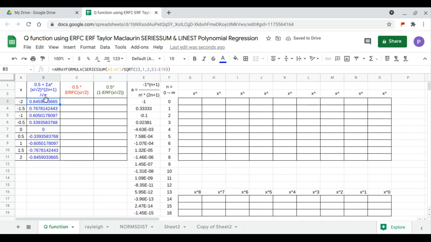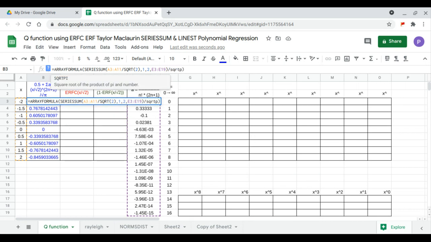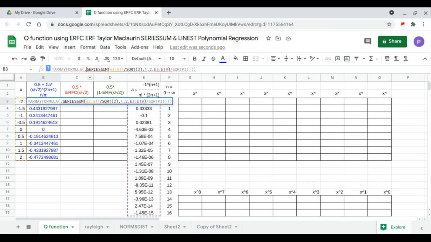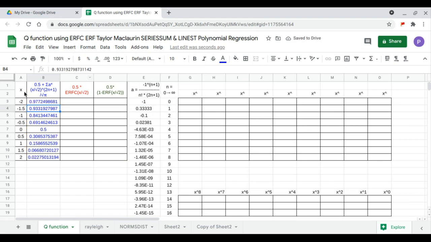And we factor in square root of pi. So the whole series sum expression is divided by square root of pi. And we add 0.5 to the series sum. So 0.5 plus series sum. Now we'll chart this.